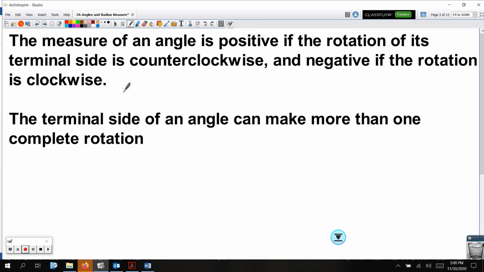All right, so the measure of an angle is positive if the rotation of the terminal side is clockwise. So it's positive if it's going this way, okay? And it's negative, I'm sorry, I said clockwise, I meant counterclockwise. Positive if it's going counterclockwise, like opposite of a clock, and negative if it's rotating down, right, like that. That's negative. All right. The terminal side of an angle can make more than one rotation. Like it can be bigger than 360 degrees. So it could be 540 degrees, 1080 degrees. You will see, we'll do some examples.